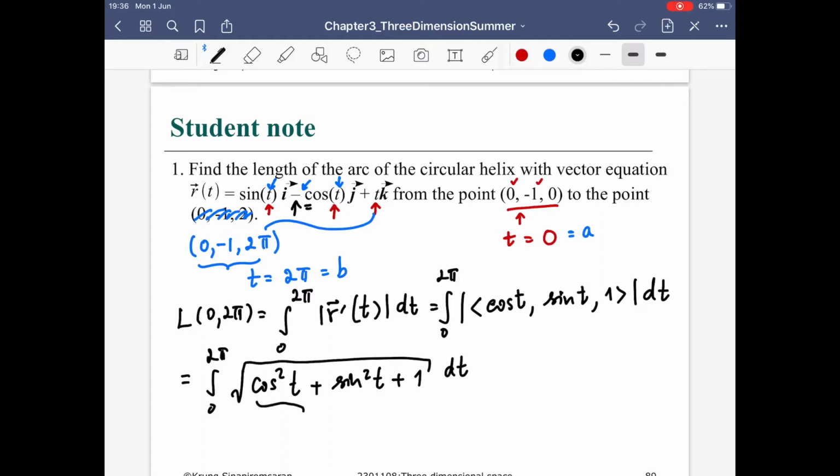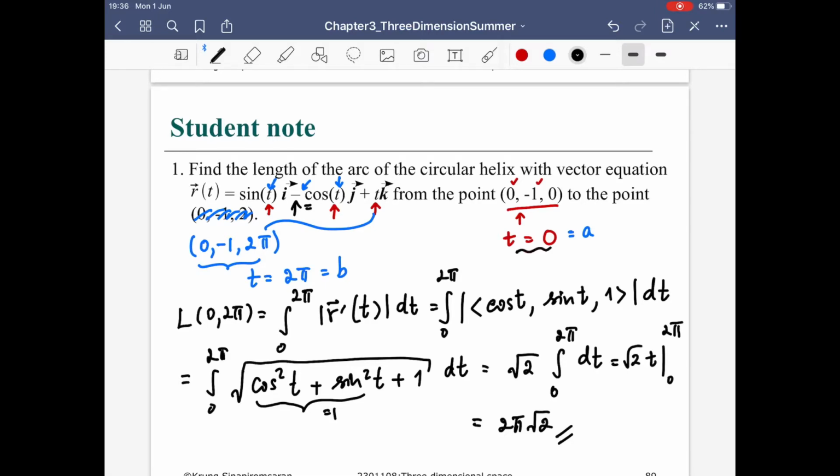So this is a pretty simple trigonometric identity, right? This is 1. So actually you get the square root of 2, and then the integration from 0 to 2 pi of dt, which is simply square root of 2 t, and you evaluate t from 0 to 2 pi. So you get 2 pi square root of 2 as the length of this helix, from t equals 0 to t equals 2 pi, or from the point 0, negative 1, 0 to 0, negative 1, 2 pi. All right.